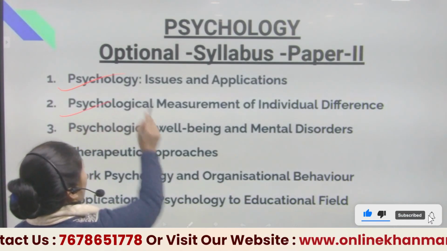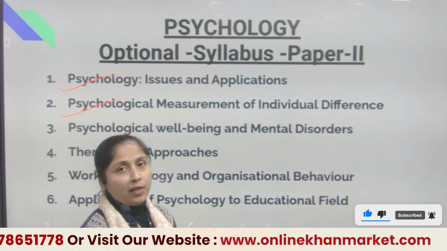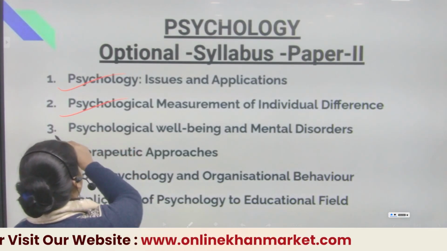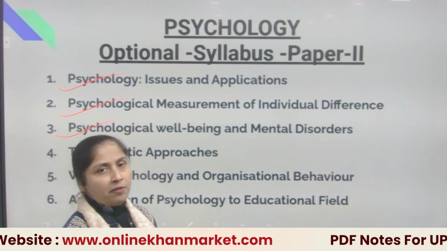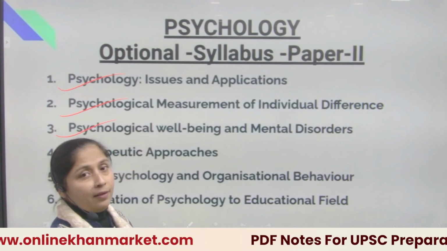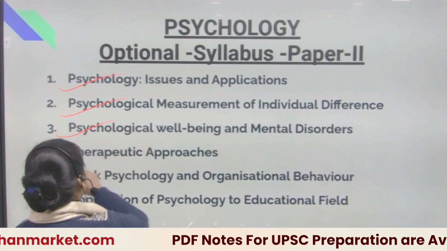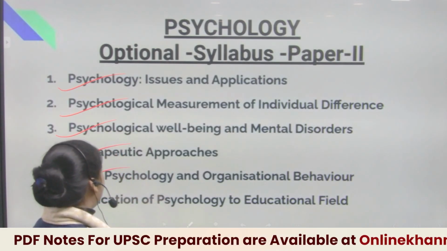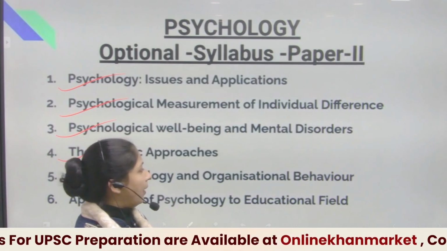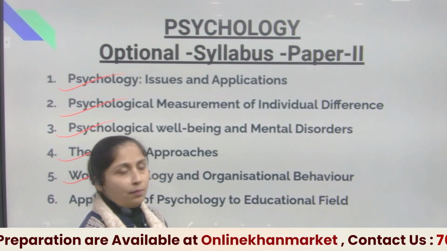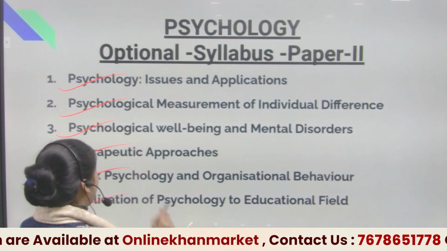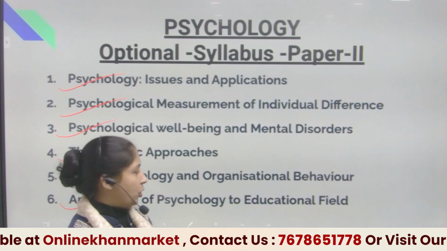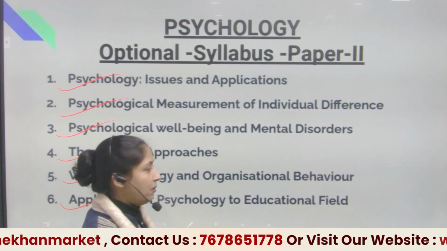Number 2, psychological measurement of individual difference. Number 3, psychological well being and mental disorders. Number 4, therapeutic approaches. Number 5, work psychology and organizational behavior. Number 6, application of psychology to educational field.